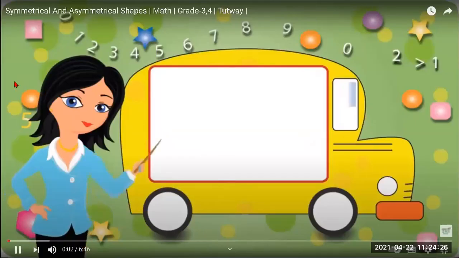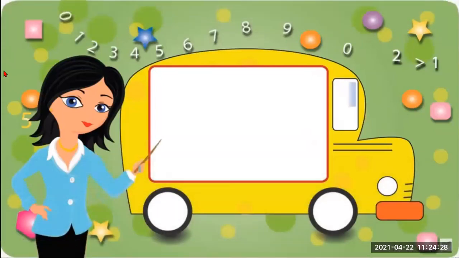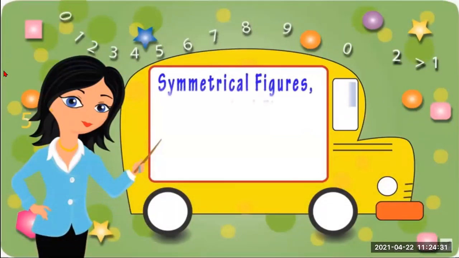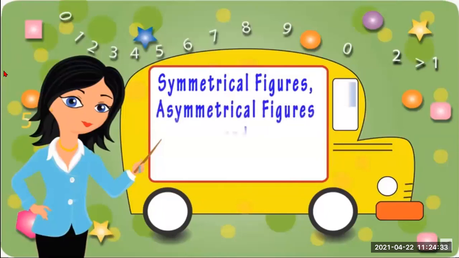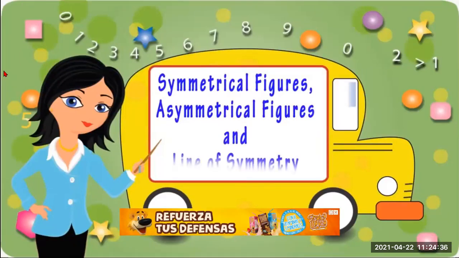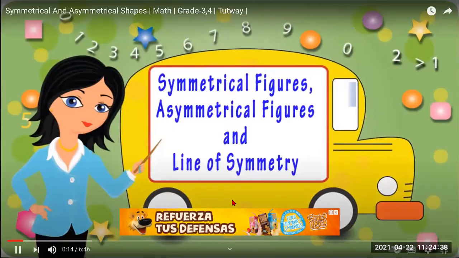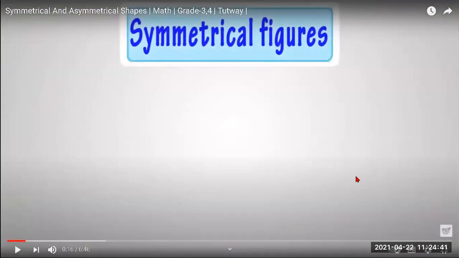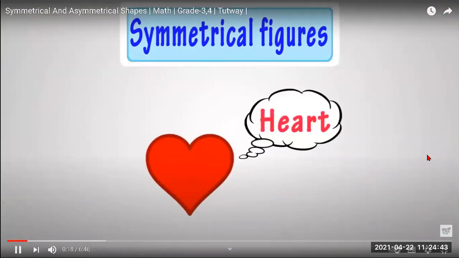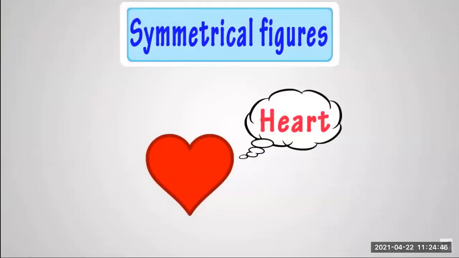Hi, kids! Today we will learn symmetrical figures, asymmetrical figures, and line of symmetry. So let's get started. Here is an image of a heart. Can you fold it exactly halfway so that its two halves are exactly similar, or one half completely covers the other half? Let's try. Here we are folding it.